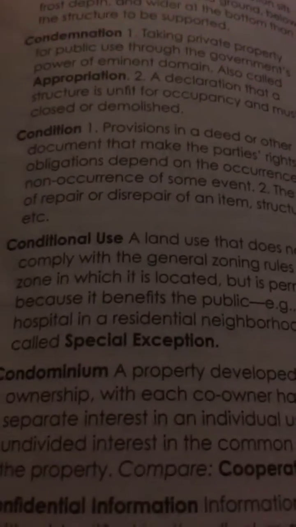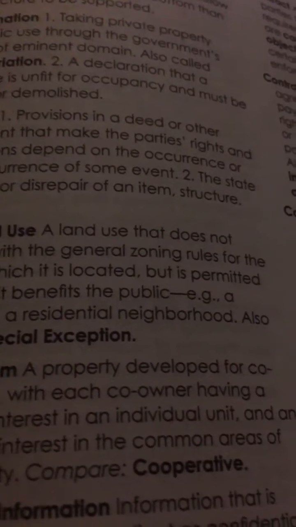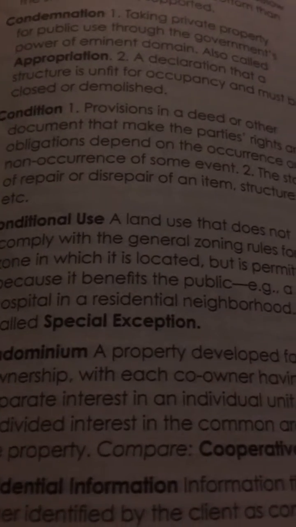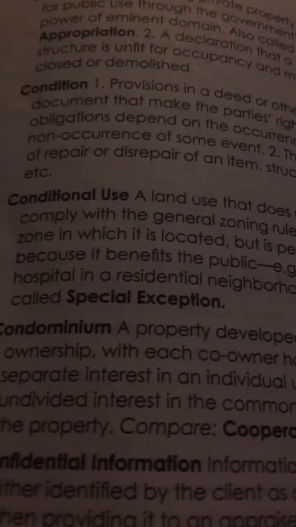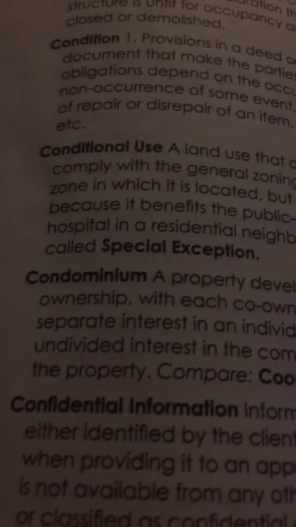Conditional use. A land use that does not comply with the general zoning rules for the zone in which it is located, but is permitted because it benefits the public. For instance, a hospital in a residential neighborhood, also called special exemption.